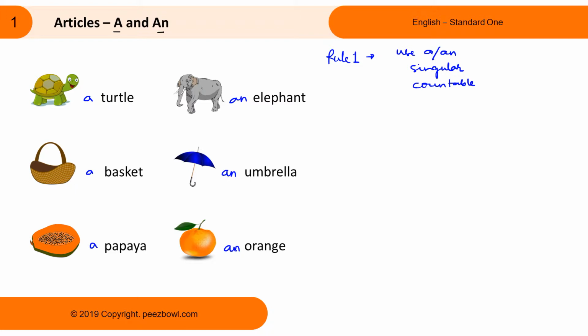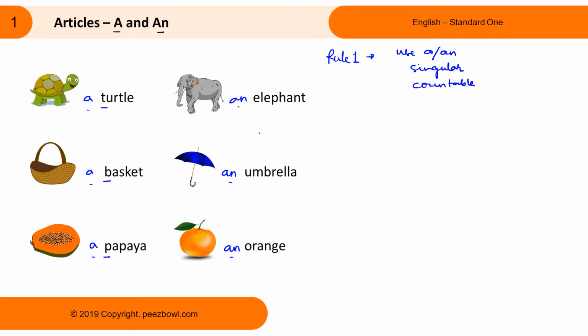Did you notice any difference here? In some of the singular nouns, I have used a, and in some of the other singular nouns, I have used an. Now let us see these nouns in more details. We will see which is the starting letter of these nouns. I will start with left side pictures. For turtle, it is starting with T. With basket, it is starting with B. And for papaya, P is the starting letter. In these examples, T, B, and P are consonants.